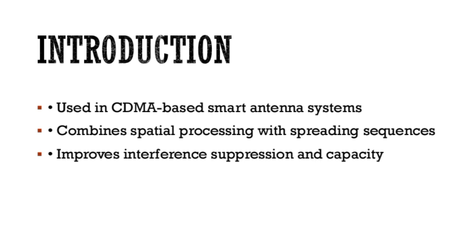By improving the CDMA based smart antenna system, it enhances the interference suppression very well and also improves the capacity. For that only we are using this code division multiple access. By that we can enhance the data rate of users.